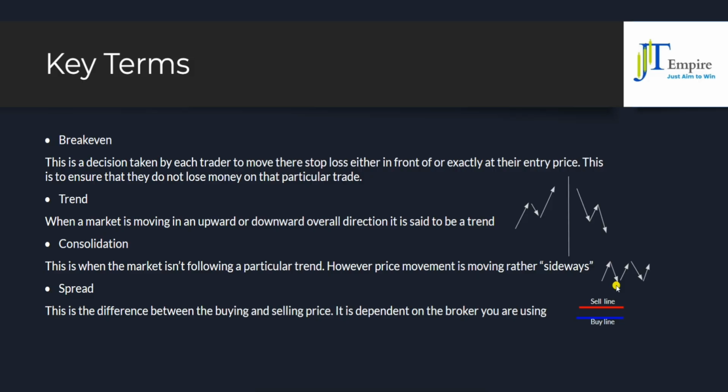Spread. This is the difference between the buying and the selling price. It is dependent on the broker you are using. As you can see over here in the visual representation, down here we call the buy line and up here we call the sell line. So between here and here is what we consider the spread. And it's counted in pips.